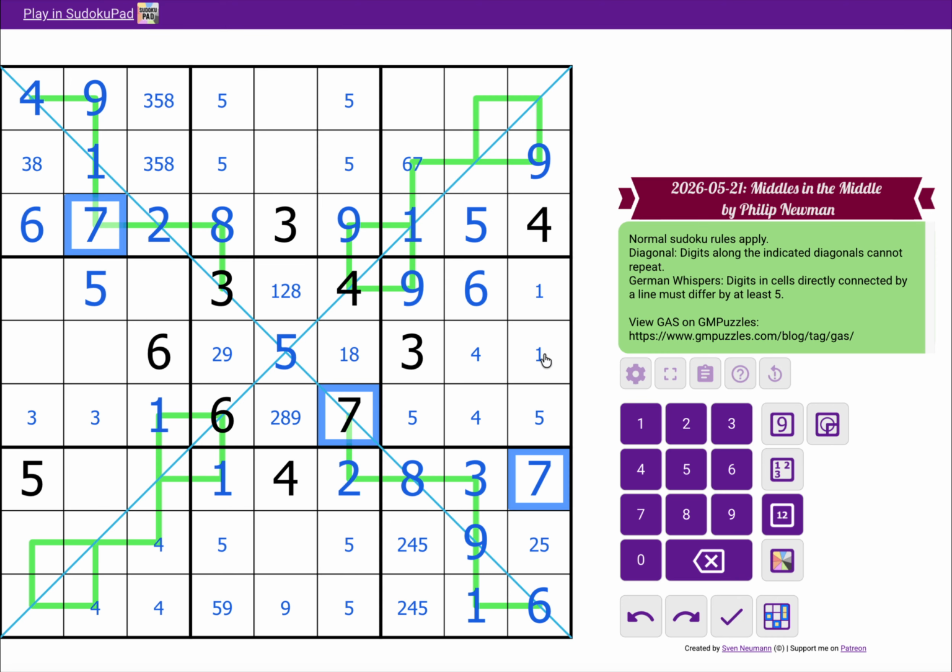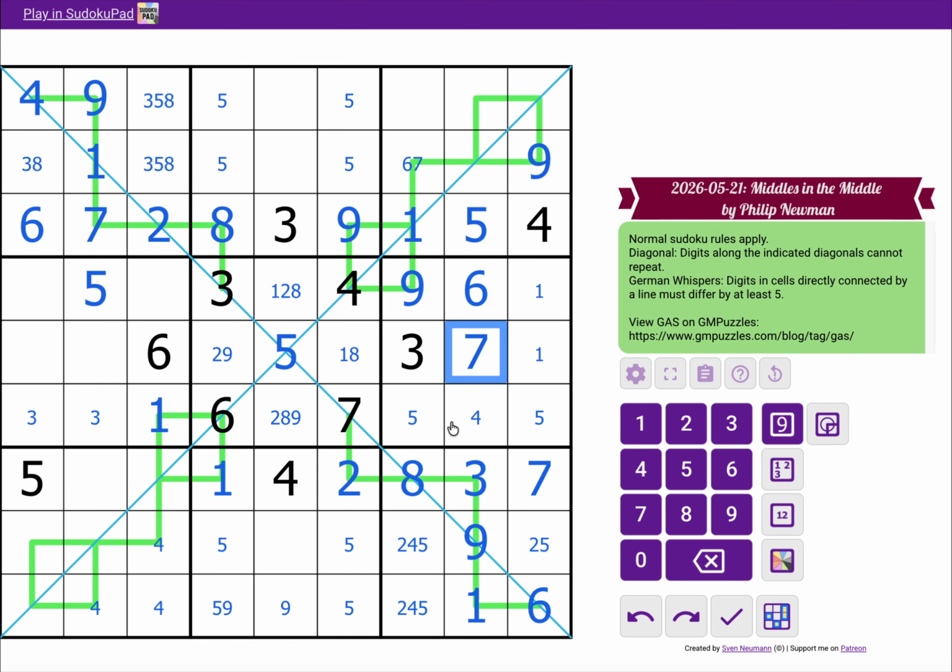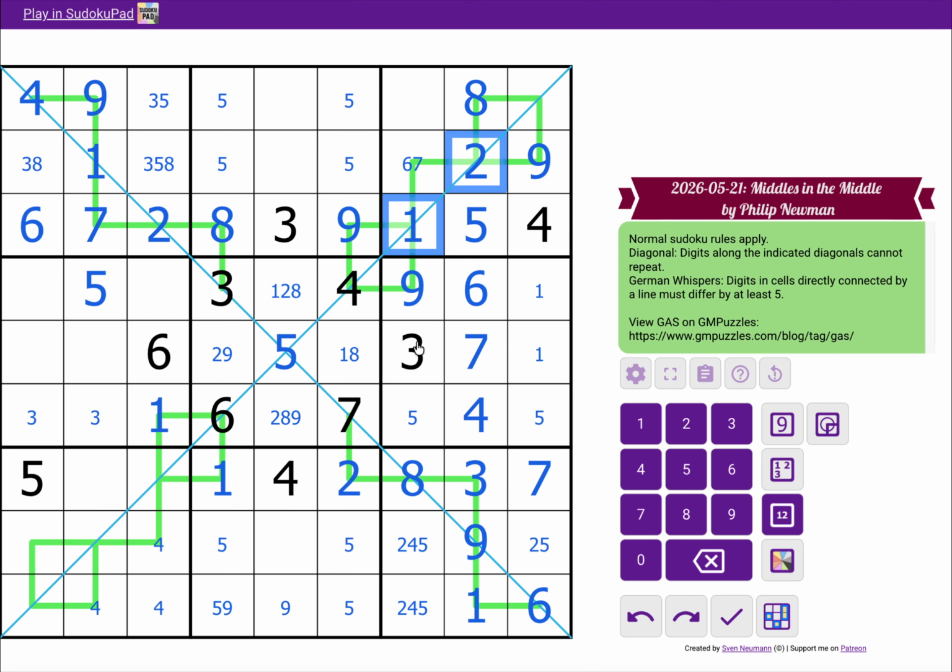7. Oh, 7 is placed. It's here. That makes this a 4. So we're looking for 2. And 8. I think we know the 2 has to go here. And the 8 has to go here for the German Whisper. And I'm gonna just double check. Okay, 1, 2. Okay, no 8 here. 1, 2, 3.